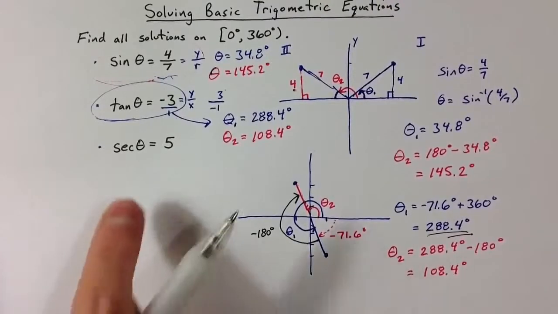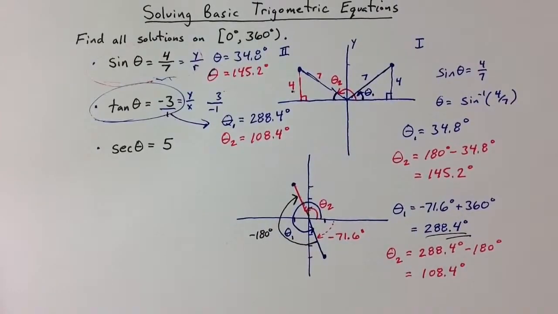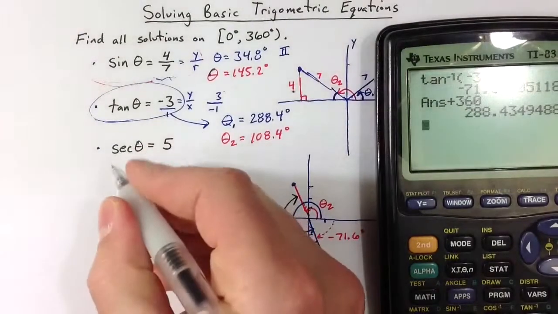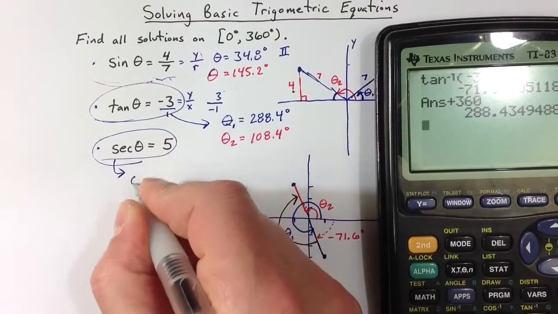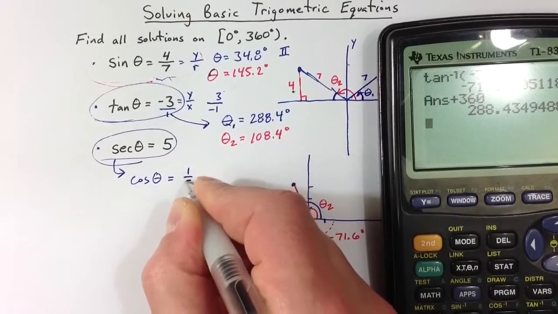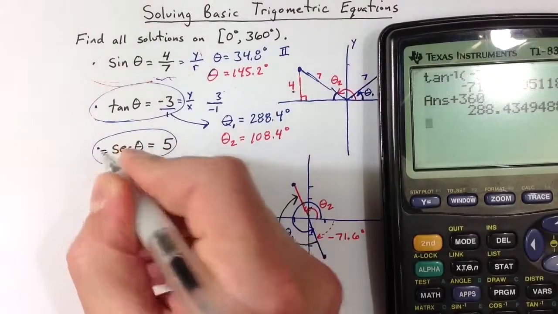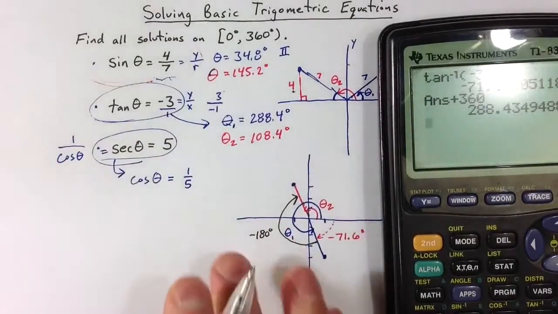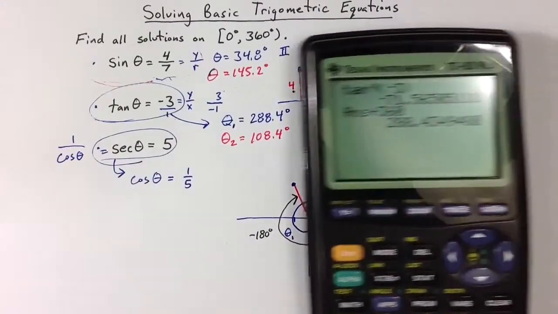So let's look at one more example. Let's say I want to find the angle that makes secant theta equal to 5. So secant, of course, is related to cosine, and so first let's translate. This means that cosine of theta is equal to 1/5, right? Because of the reciprocal relationship. Secant of theta is exactly equal to 1 over cosine theta. So if I take the reciprocal of both sides, I end up with cosine of theta is equal to 1/5.